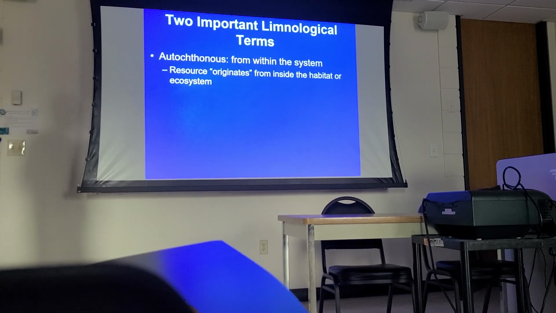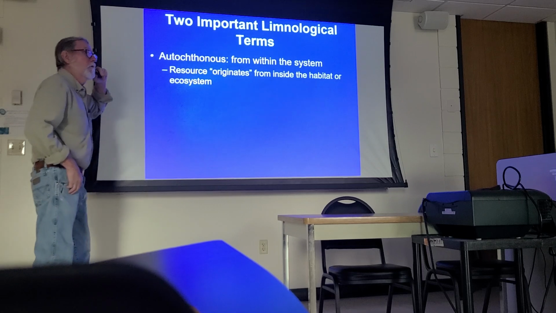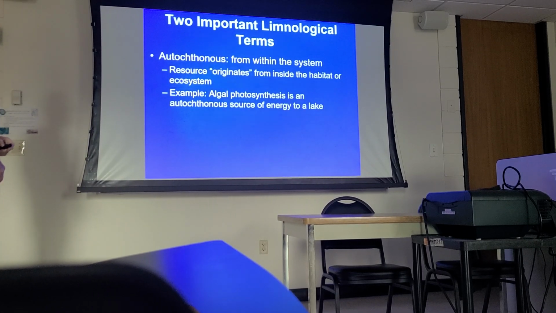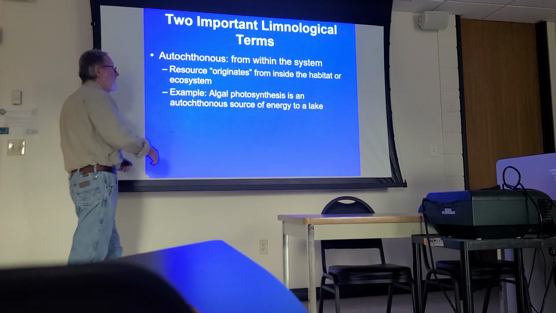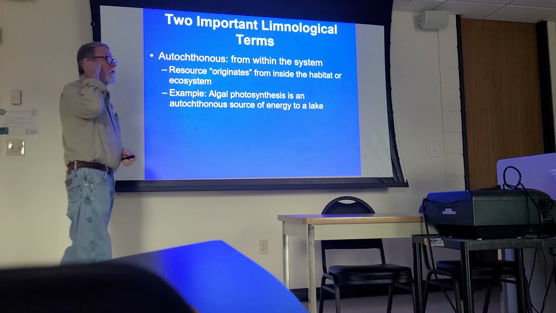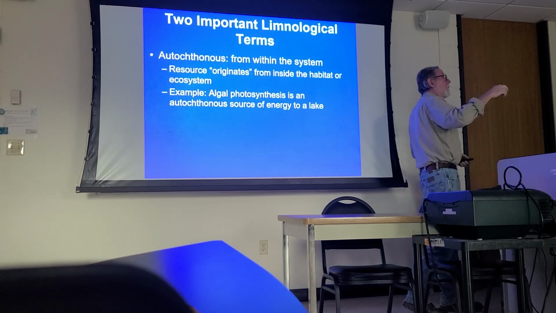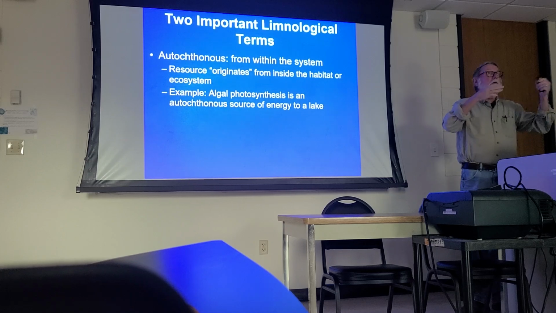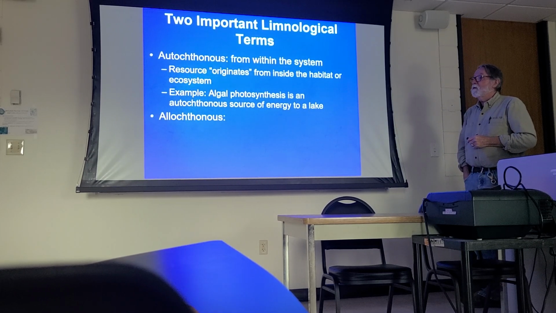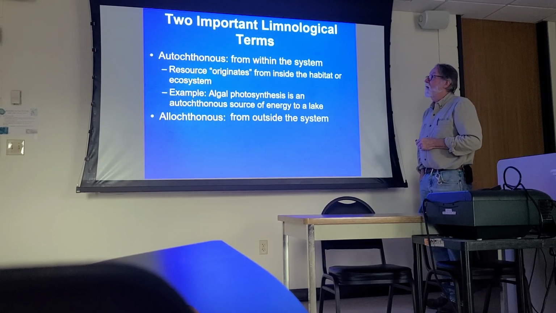The resource originates from inside the habitat or inside the ecosystem, depending on what we're talking about. So this is again the example I did. Algal photosynthesis is an autochthonous source of energy to the lake. The energy was grabbed by the algae, the little bugs ate the algae, everything happened within the system. So the opposite of this is allochthonous. Allochthonous, from outside the system.